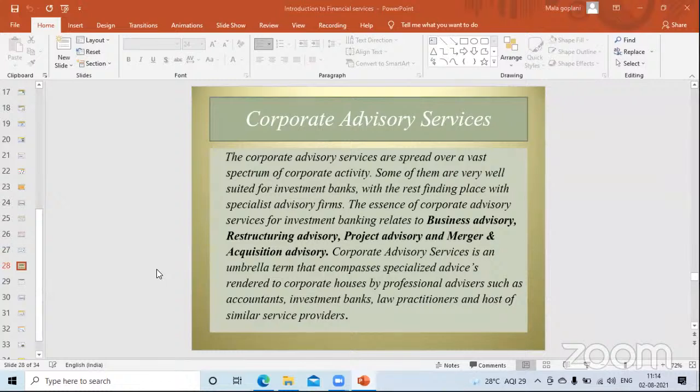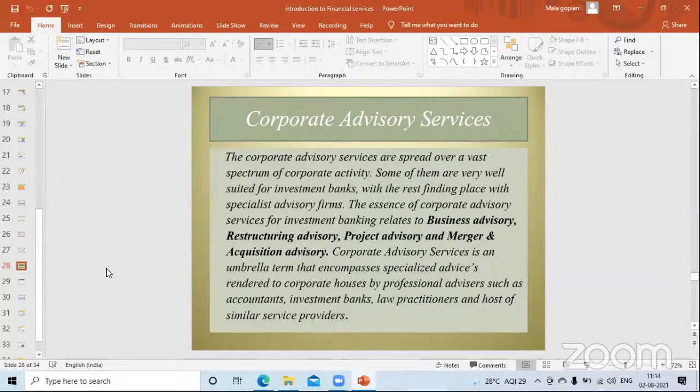Okay, so it is an umbrella term. Umbrella term means it covers almost everything, that encompasses, meaning covers. Encompasses means which covers almost all the things, specialized advice rendered to the corporate houses. Okay. And who gives you these specialized ideas, advices, suggestions? Professional advisors such as accountants, investment banks, law practitioners, and a host of similar service providers.